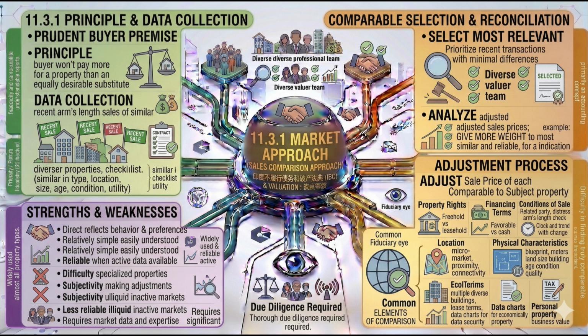Now next, data collection. It says recent arm's length sales. Why specifically arm's length? Because arm's length transactions are unbiased. No relationship, no compulsion. That gives true market price. And comparables should be similar in type, location, size, age. Correct. The closer the comparables, the more reliable the valuation.